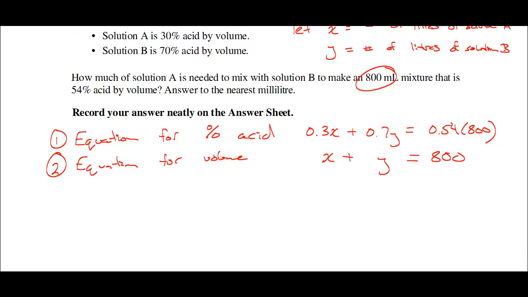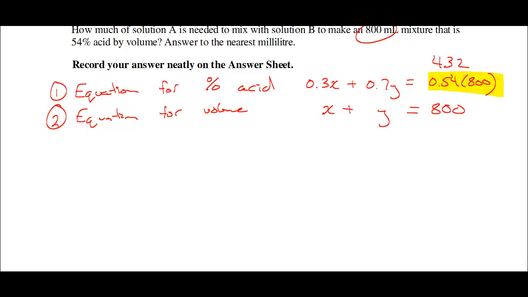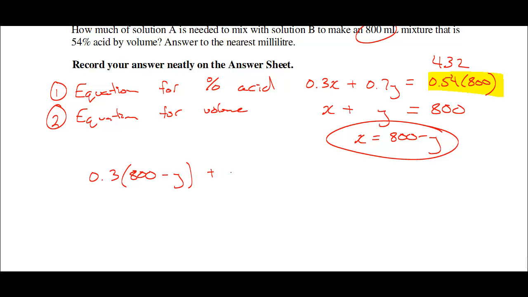All right. Now, at this stage, we have our two equations. The first thing I would suggest is that you multiply this part out right here. I've multiplied this out previously, and you end up getting 432. Okay, so I'm going to solve this by substitution. I'll take this equation here and rearrange it for x. x is equal to 800 minus y, and I'm going to substitute that into the other equation. So I have 0.3 times (800 minus y) plus 0.7y is equal to, and remember we changed that number to 432.